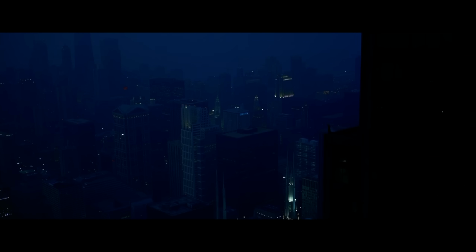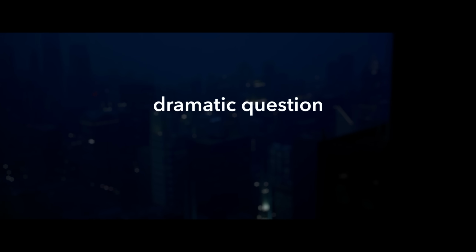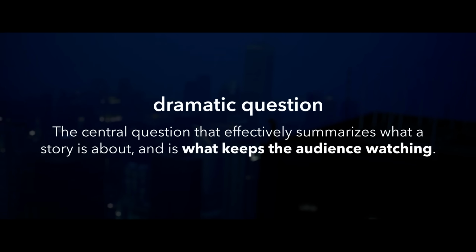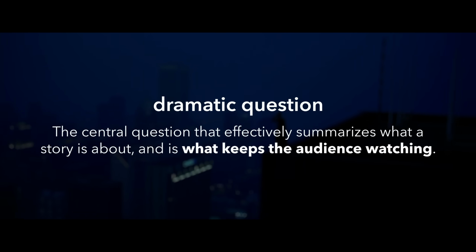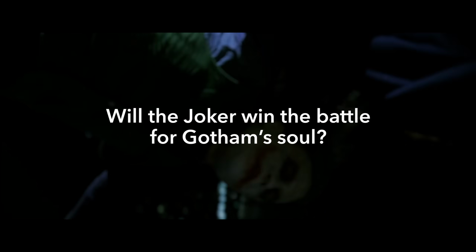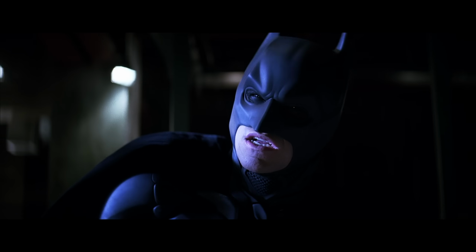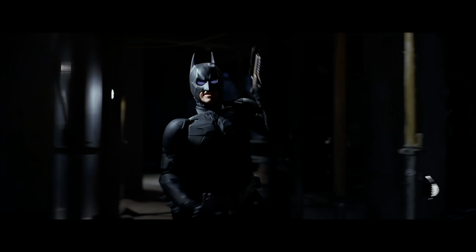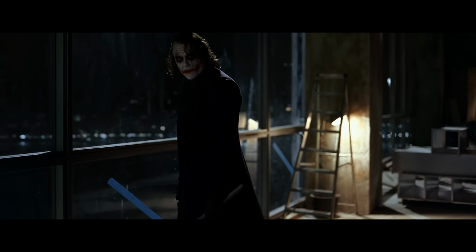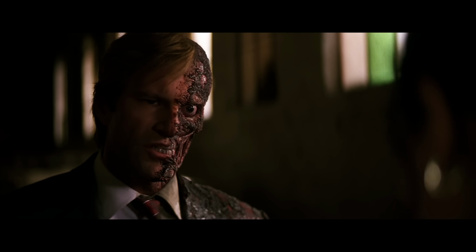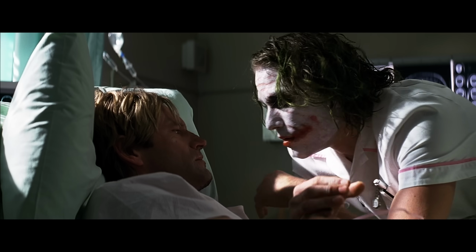To quickly define a term, the dramatic question of a film is the central question that effectively summarizes what a story is about and is what keeps the audience watching. And in this case, the dramatic question of The Dark Knight could be phrased, will the Joker win the battle for Gotham's soul? All three story threads in the crosscut sequence directly relate to this question. Batman is literally trying to stop the Joker, the people on the ferries must resist playing his twisted game, and Harvey Dent becoming Two-Face is the Joker's doing.